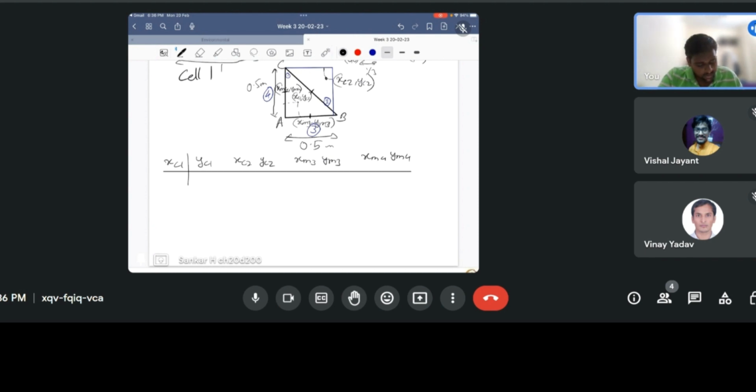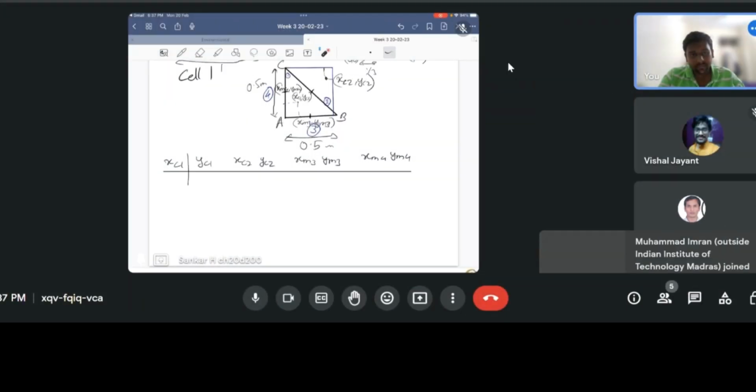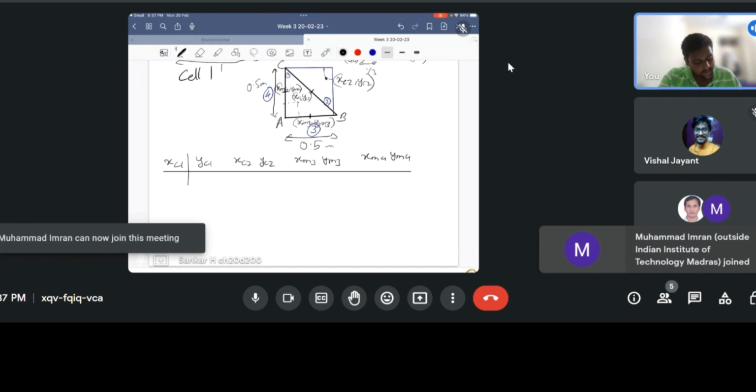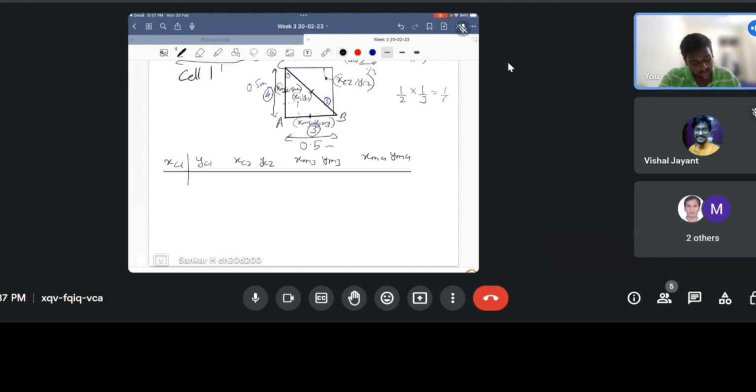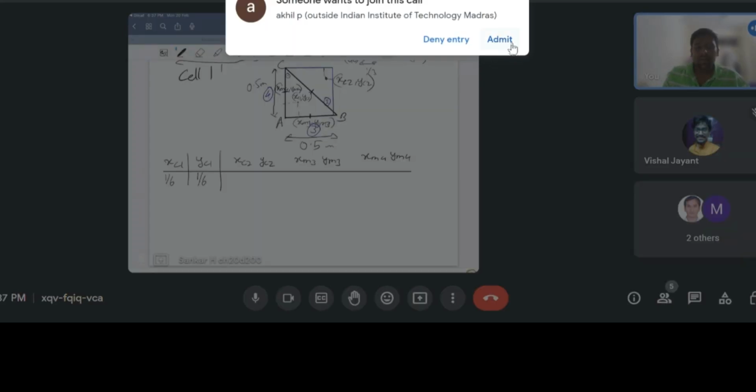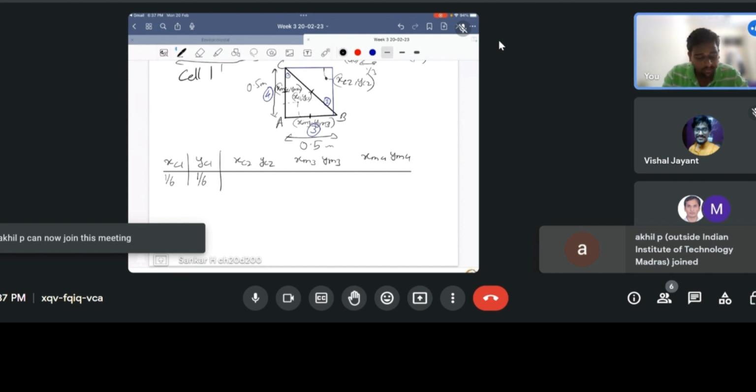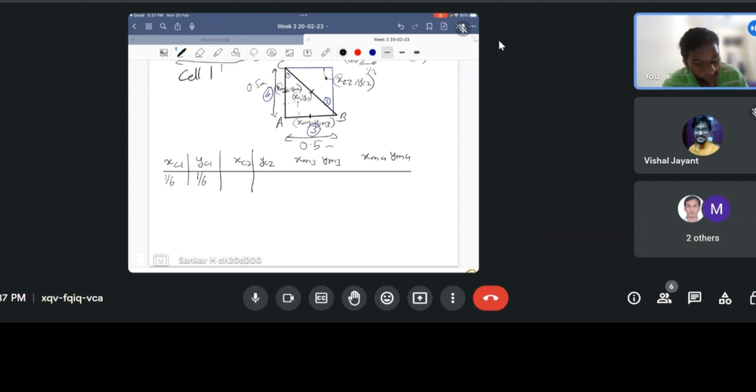If the whole length of AB is 0.5, and the distance from this edge to the centroid is one third of the total length, then the distance would be 0.5 times 1 by 3, which is equal to 1 by 6. Therefore, xc1 will be 1 by 6. Similarly, since the whole length here is 0.5 and this length is 1 by 3 of it, the value of yc1 will also be 1 by 6. This is coming directly from the geometry of the system, where we try to find the coordinates of xc1, xc2, yc1 and yc2.